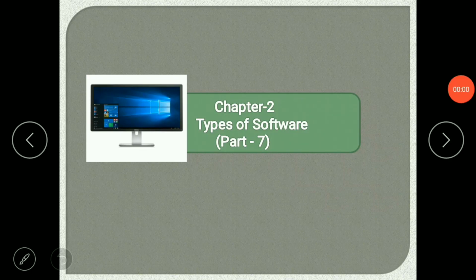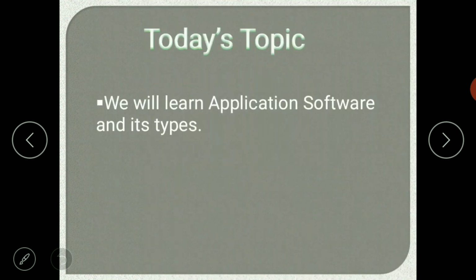So let's begin. Today I am here to teach you, in the same series, chapter 2, types of software, part 7, and the topic is application software and its types. So let's understand what is application software.